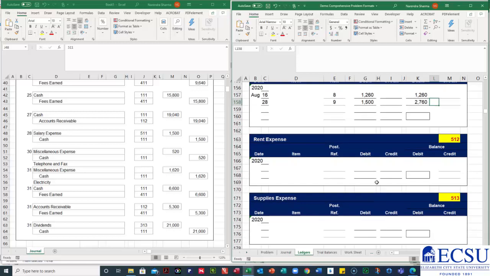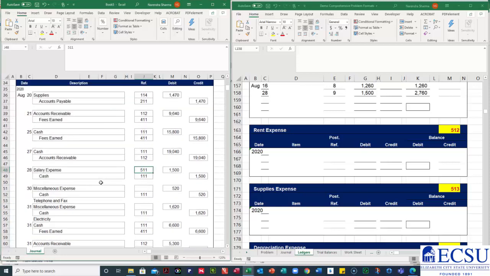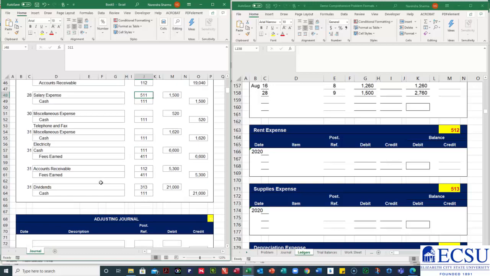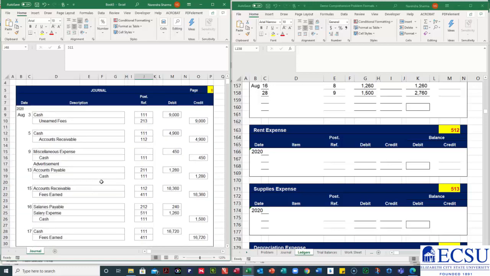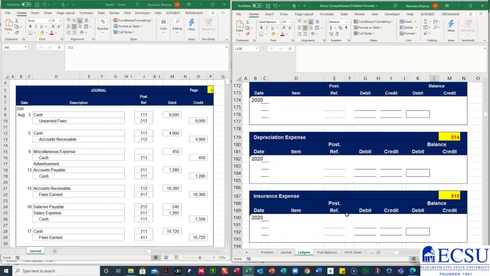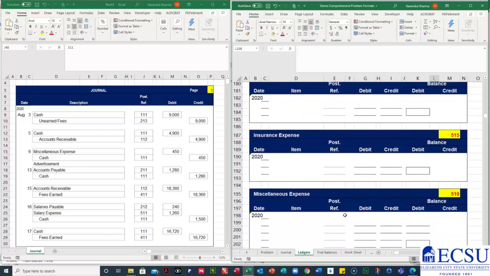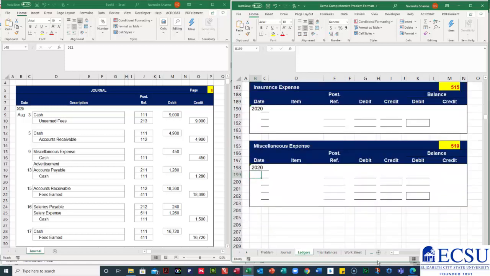Okay, now we move on to the next, that's the rent expense. Did you see any rent expense? I don't think so. We didn't have any rent expense. No, we don't have. We have only miscellaneous expense. So we don't have rent, we don't have supply, we don't have depreciation, we don't have insurance, but we have a miscellaneous one. So that's what it looks like.